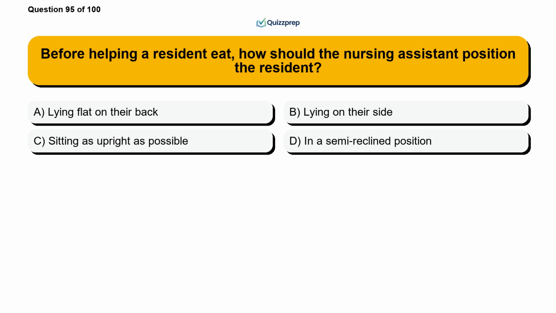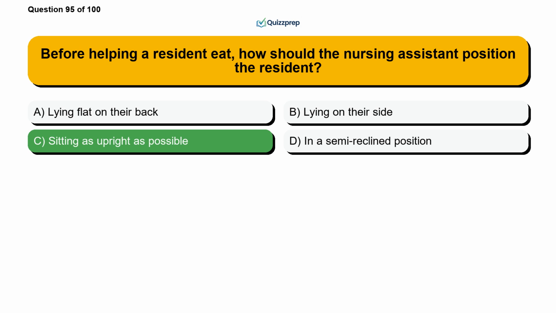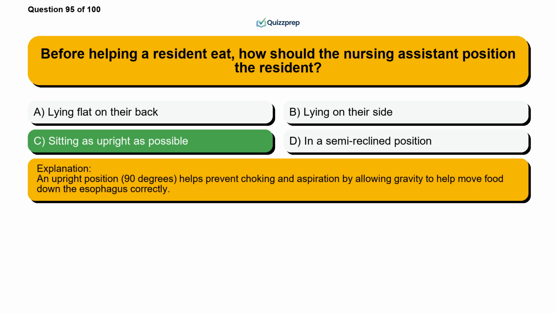Question 95. Before helping a resident eat, how should the nursing assistant position the resident? Option A, lying flat on their back. Option B, lying on their side. Option C, sitting as upright as possible. Option D, in a semi-reclined position. The correct answer is option C, sitting as upright as possible. An upright position, 90 degrees, helps prevent choking and aspiration by allowing gravity to help move food down the esophagus correctly.